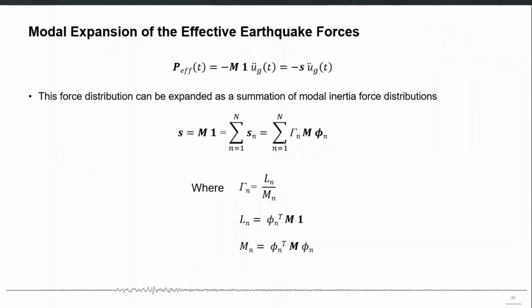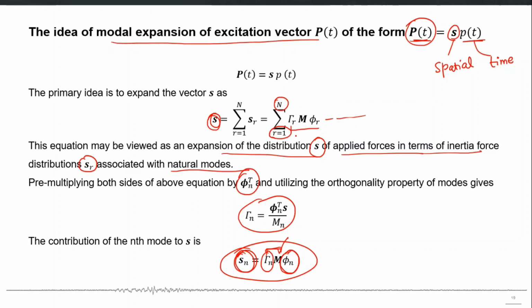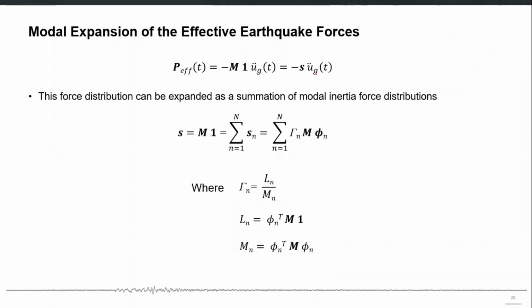So this idea in the last slide is for any P of t which has this form, a product of two quantities. One is showing the spatial distribution and the other is showing the time distribution or time variation. Now apply that idea to the effective earthquake forces. Effective earthquake forces also have the same form, where this product is telling us the spatial distribution and this function is actually the time distribution.